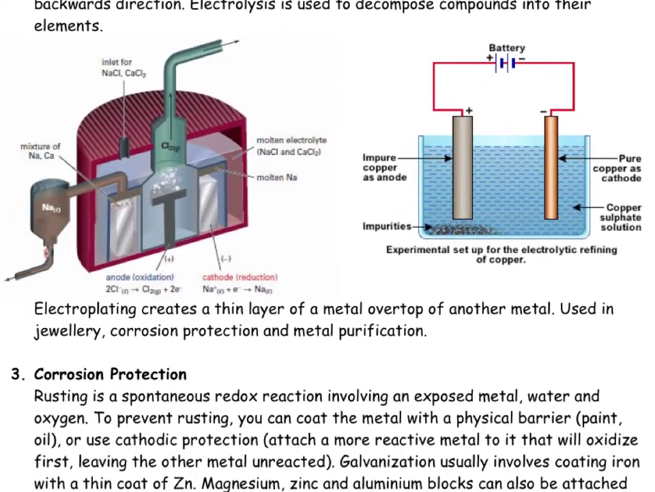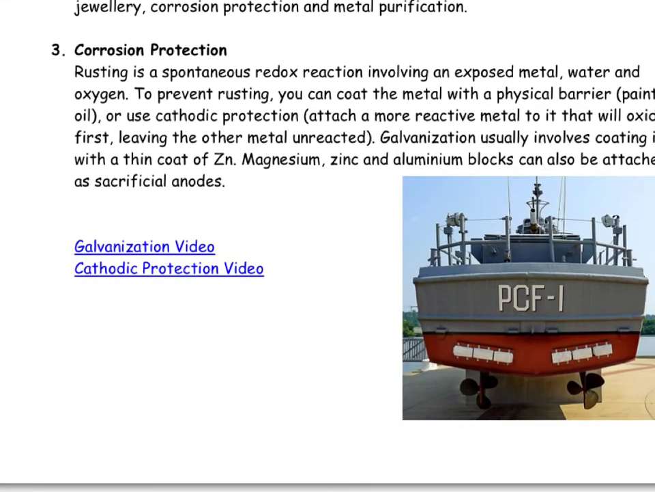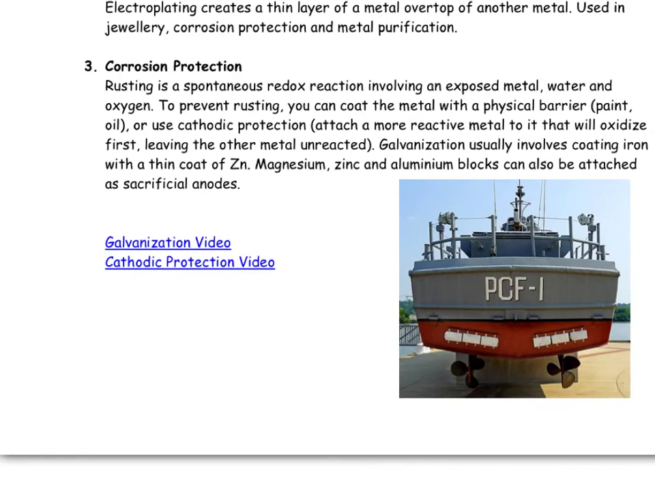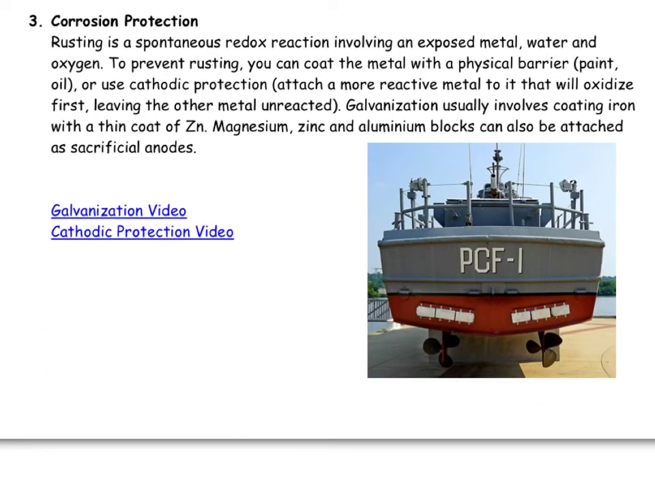Electroplating is also used for a number of other applications. It creates a thin layer of a pure metal over top of another metal. It is used in plating jewelry, in corrosion protection, and in metal purification, like the example we just discussed. Since we build and construct a lot of items out of metal, corrosion protection is a big deal for humans. We spend a lot of time and money trying to prevent our metal things from rusting.